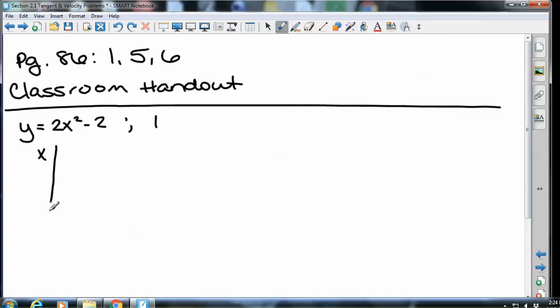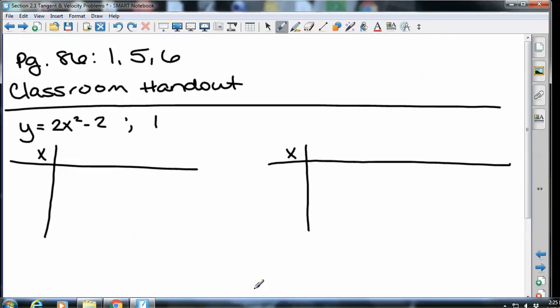Right, so when you make your table, what kind of x's would you need to pick? Three things close to 1. We're going to make 2 tables. One with numbers bigger than 1 and one with numbers smaller than 1. And then you'd be getting closer. So bigger than 1, you can do like 1.1, 1.01, 1.001. And I want a minimum of 3 points bigger and 3 smaller. What would my 3 points smaller than 1 be?